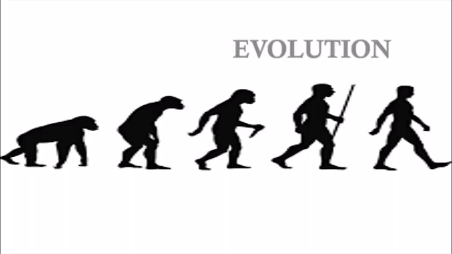Hello students, let's continue with the first chapter in Science 2, that is Heredity and Evolution. Now we have learned a lot of things about heredity and evolution. In this video, we will be learning about human evolution.